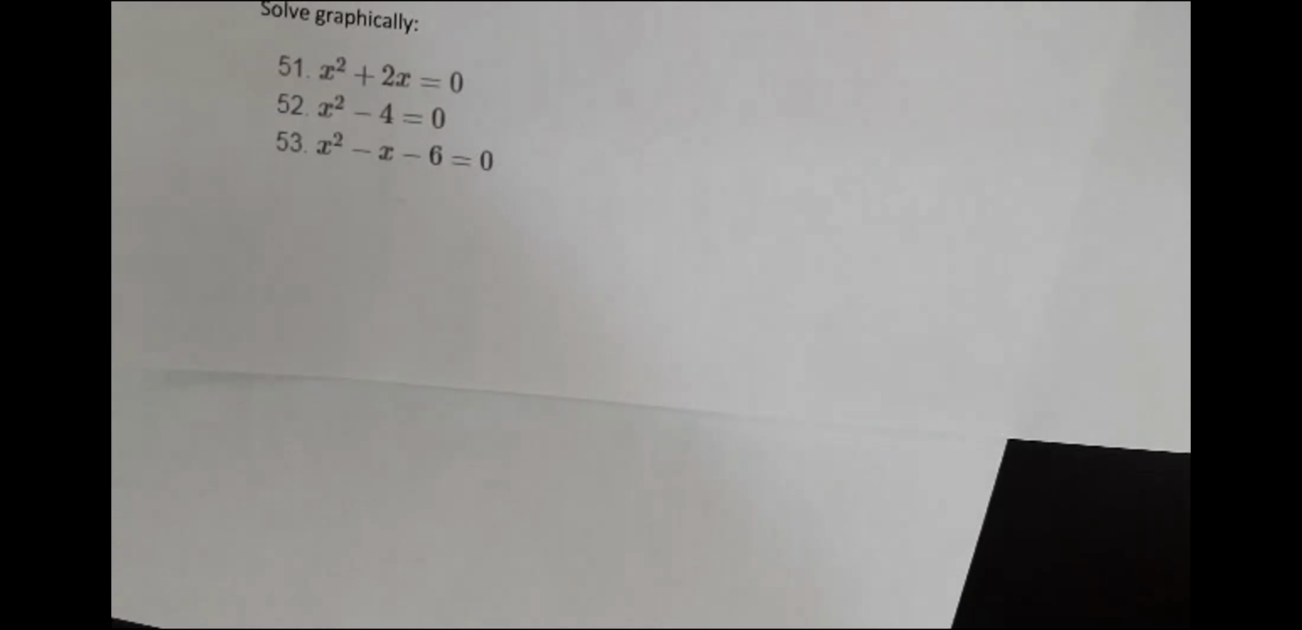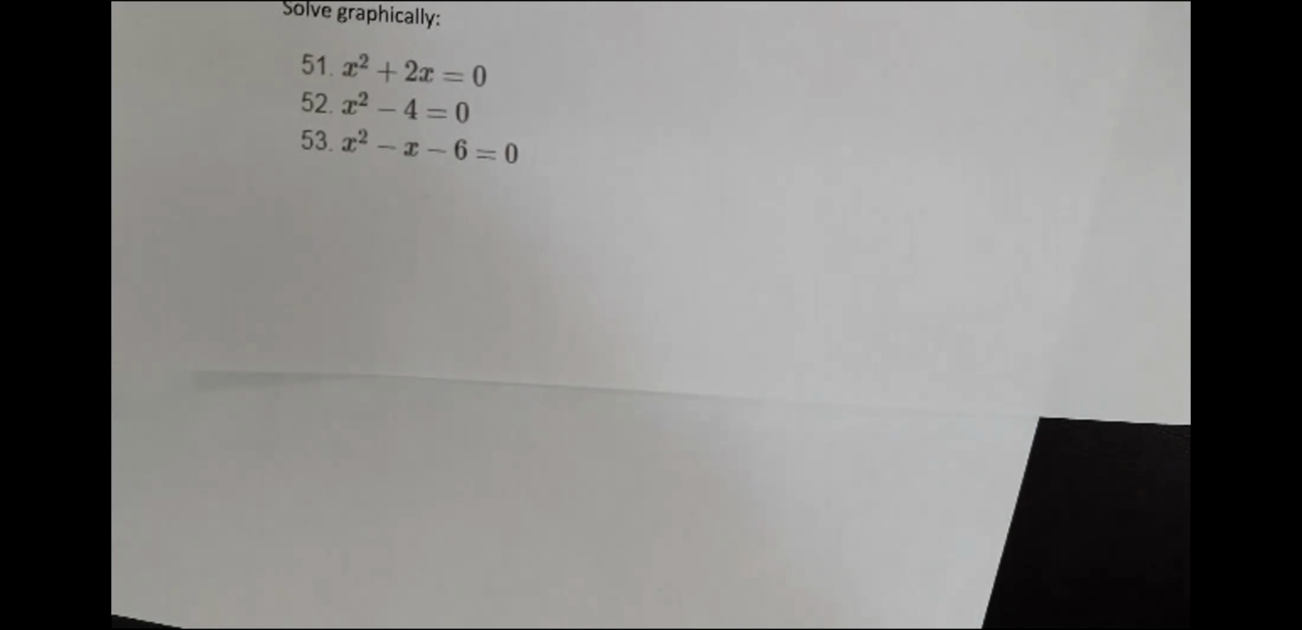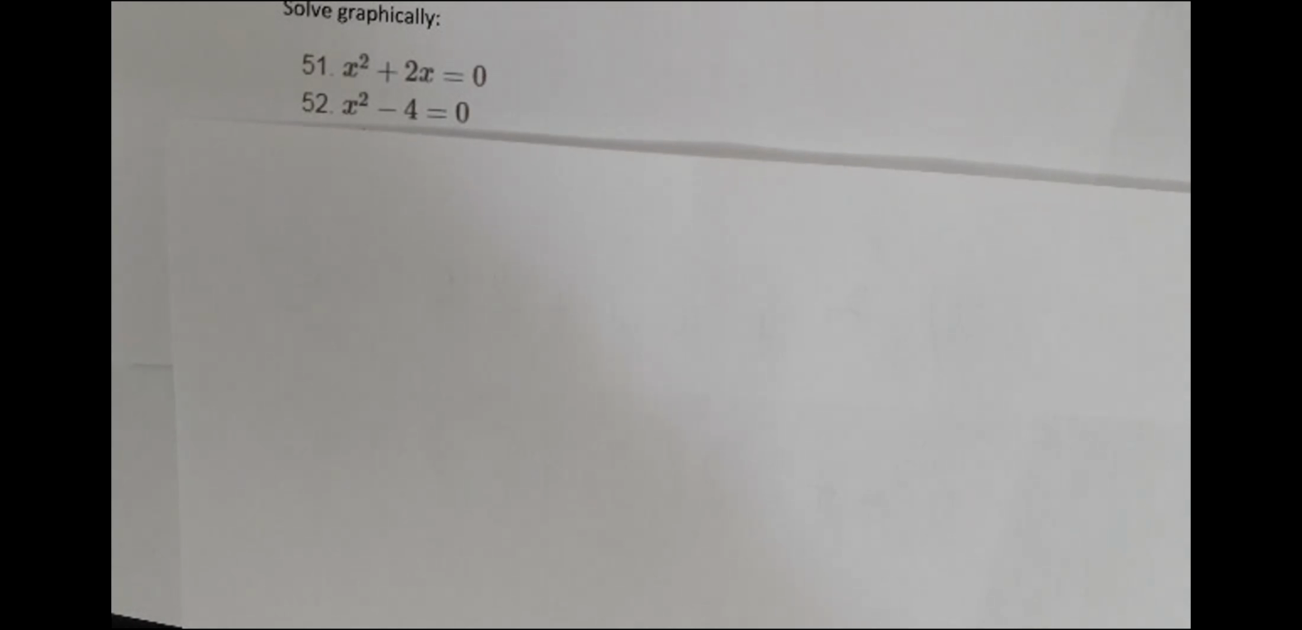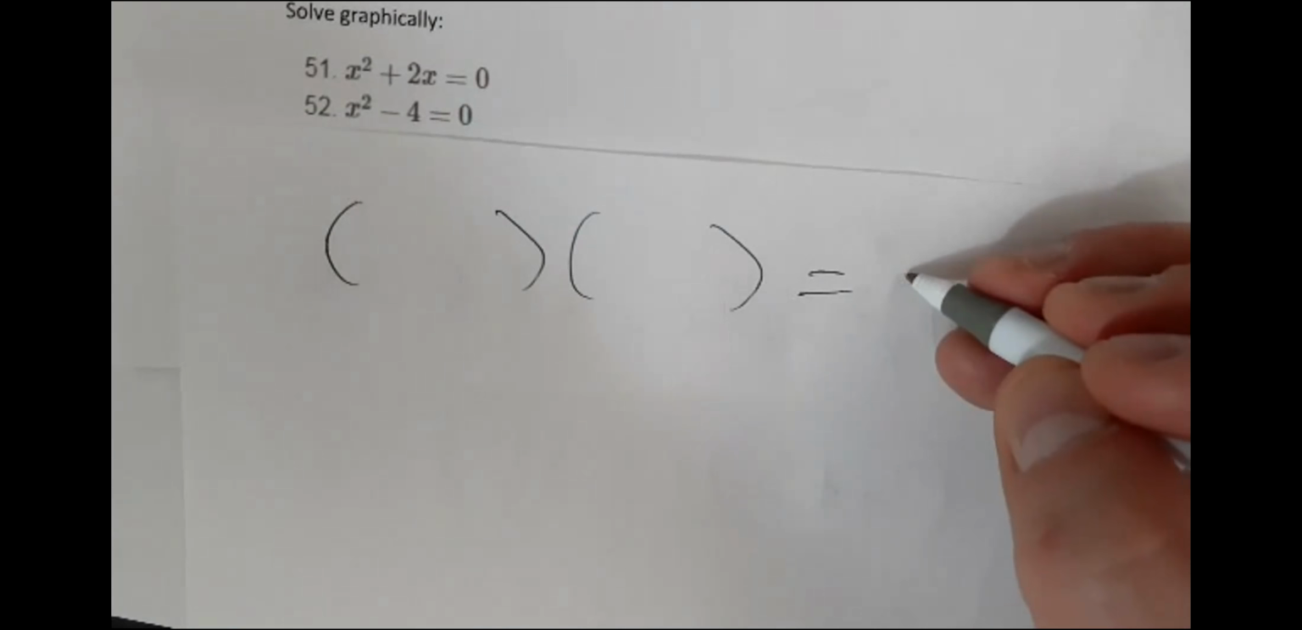The next one looks like x squared minus 4. Oh, that's too easy. And 53. So 52 and 53, let's do those right quick. How do I factor 52? You could do the square root property. x squared minus 4, what kind of thing is that? Oh, perfect square.